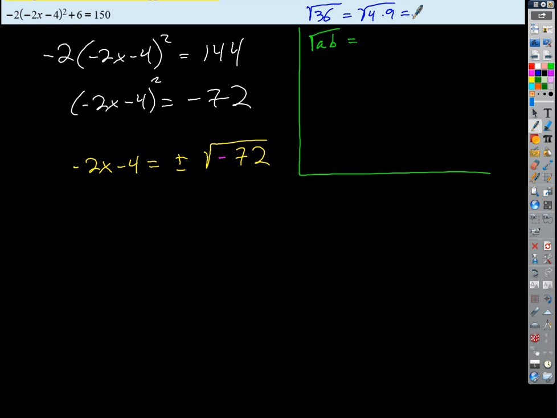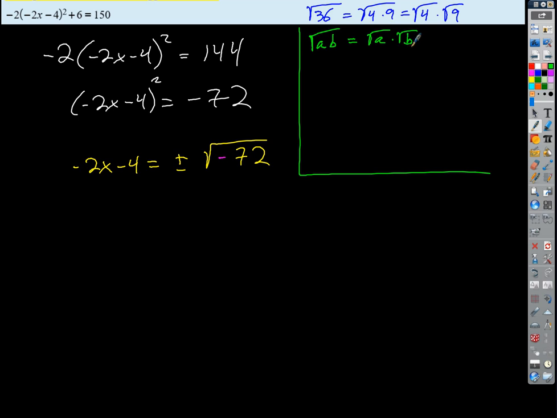What can I do with this? What's a property I could use here to get the same answer using 2 radicals instead of 1? Square root of 4 times the square root of 9. If I have the square root of a product of factors, I can split that into the product of separate square roots. Does that make sense? What's the square root of 4? 2. Square root of 9? 3. 2 times 3 is 6. It works, doesn't it? So in general, we can say that the square root of a times b equals the square root of a times the square root of b.